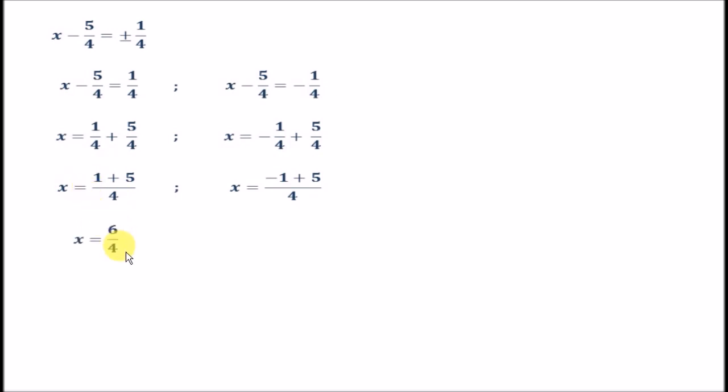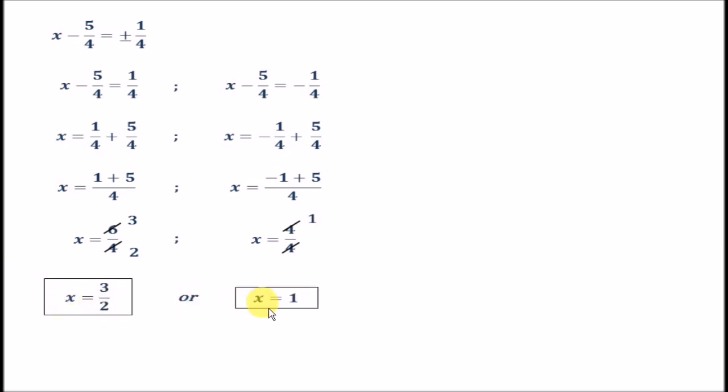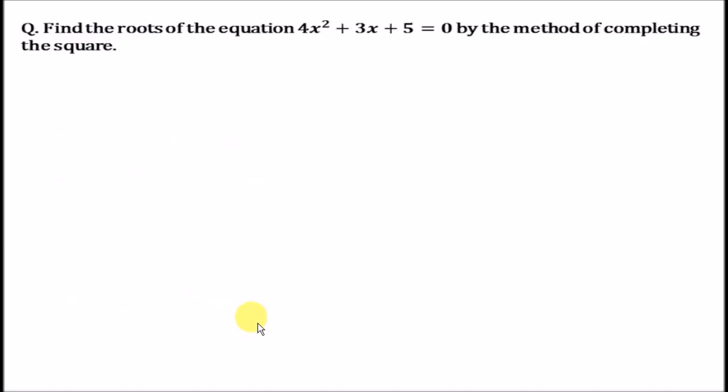5 plus 1 will be 6, so 6 by 4. Now cancelling with 2, we will get 2 3s are 6 and 2 2s are 4. On the other side, we will get x equals to 5 minus 1 as 4, so 4 by 4. 4 1s are 4, 4 1s are 4. So the two values of x are x equals to 3 by 2 and x equals to 1. So the two required roots of the quadratic equation are 3 by 2 and 1.